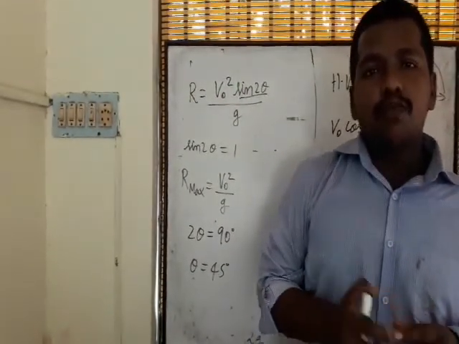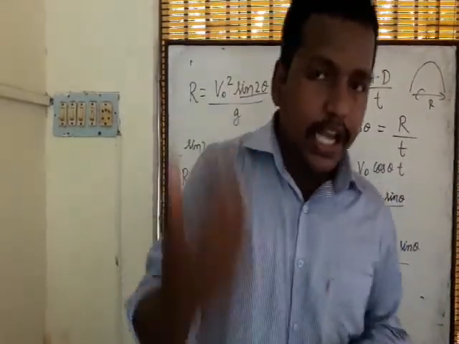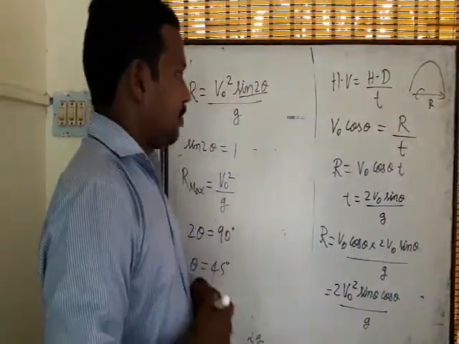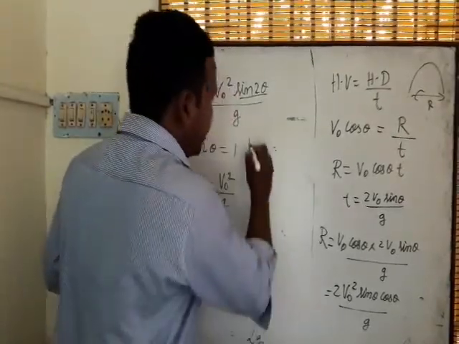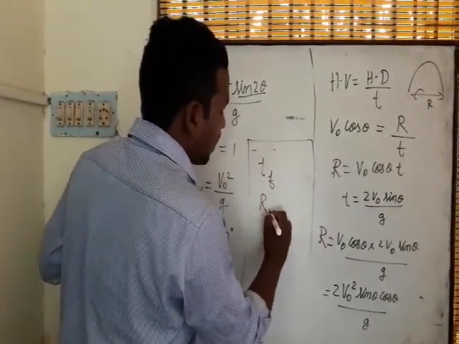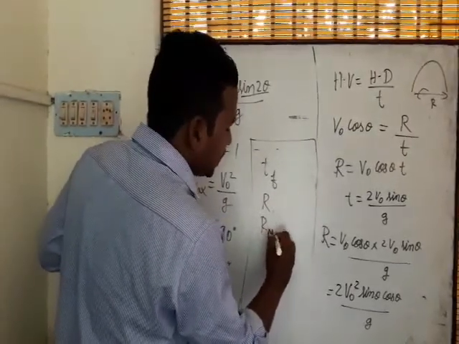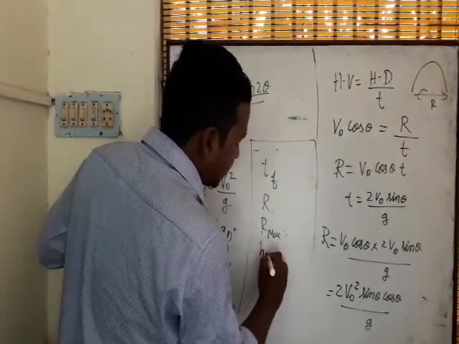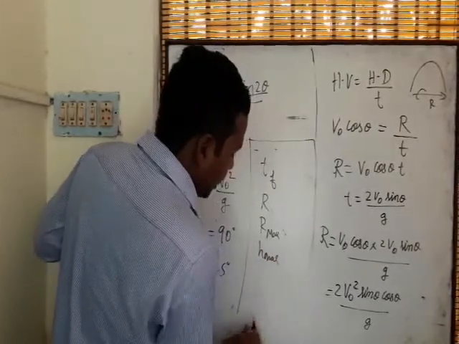This is a full review of the concept. I have given the full equations for projectile motion. From this video we learned the time of flight, horizontal range, maximum horizontal range, the maximum height of the object, and the trajectory equation.